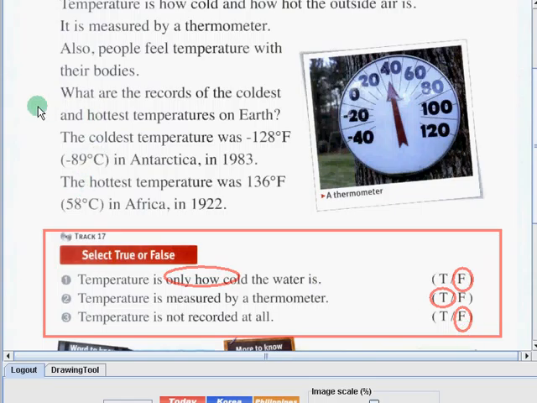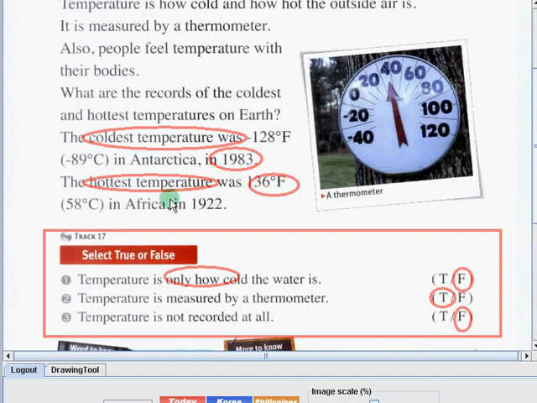For example, here it says that the coldest temperature that was recorded was negative 128 degrees Fahrenheit in the year 1983 in Antarctica, and also the hottest temperature was 136 degrees Fahrenheit in Africa in the year 1922. So here, the two, okay, were recorded, okay? So again, number 3 here is F or false.